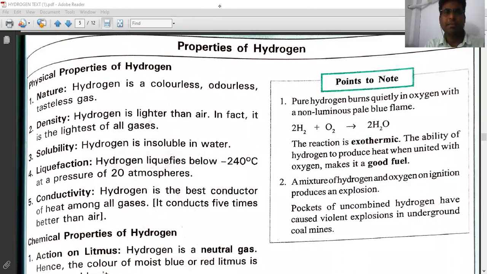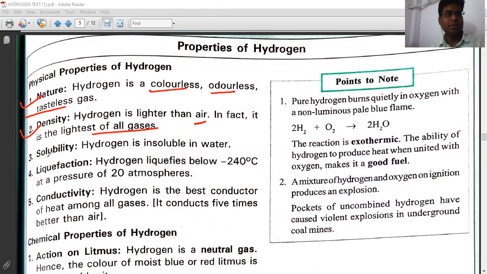The next topic is the physical properties of hydrogen. The first point is nature. Hydrogen is colorless, odorless and tasteless, right? This is the first nature of hydrogen. The next point is density. Hydrogen is lighter than air. In fact, it is the lightest of all the gases. So its density is very low compared to all other gases.